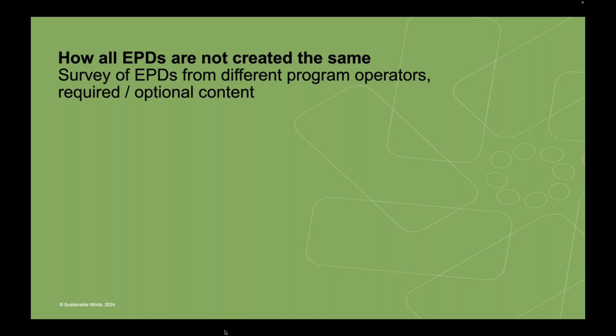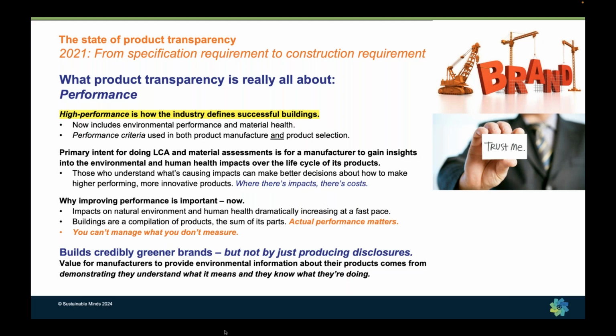So let's look at EPDs and how they are not created the same. We're going to look at a survey of EPDs from different program operators. And I want to manage expectations about environmental performance, which is what an EPD is reporting. An environmental product declaration is reporting on the environmental performance of a product. Environmental performance, along with material health, are part of the definition of high performance building, and they literally are performance criteria.